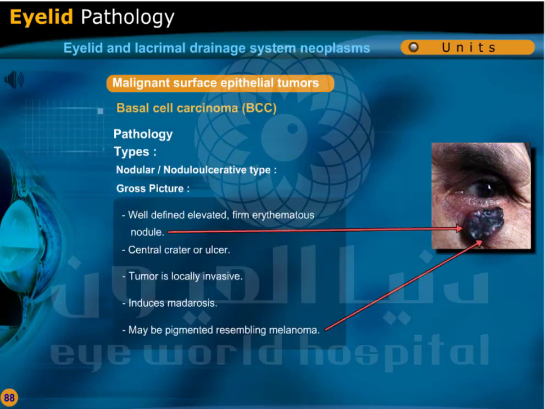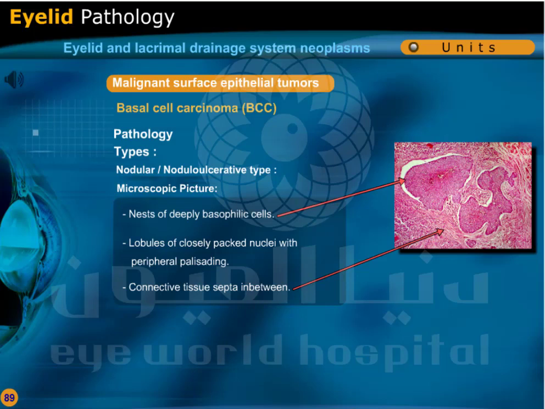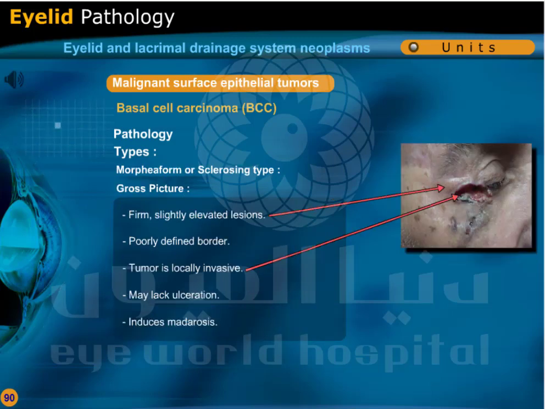Nodular or nodulo-ulcerative type. It appears as a well-defined, elevated, firm erythematous nodule with a central crater or ulcer. The tumor is locally invasive. It induces madarosis and may be pigmented. Microscopically, there are nests of deeply basophilic cells with lobules of closely packed nuclei with peripheral palisading and connective tissue septa in between.